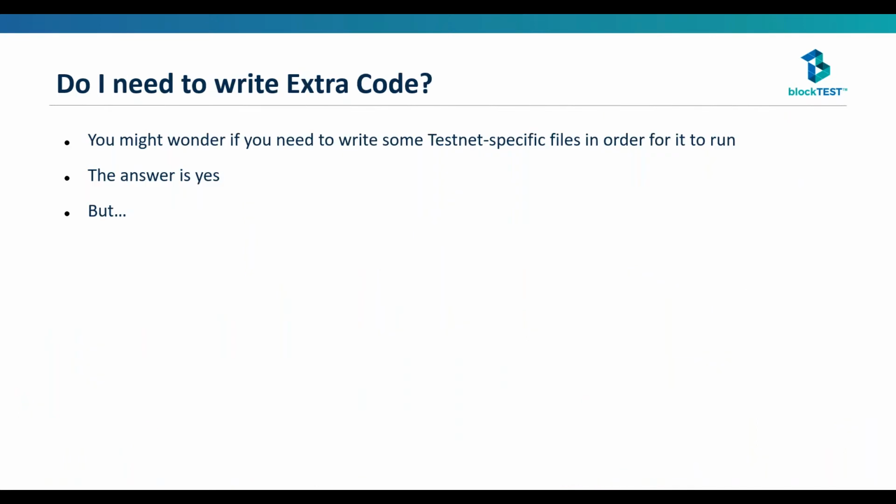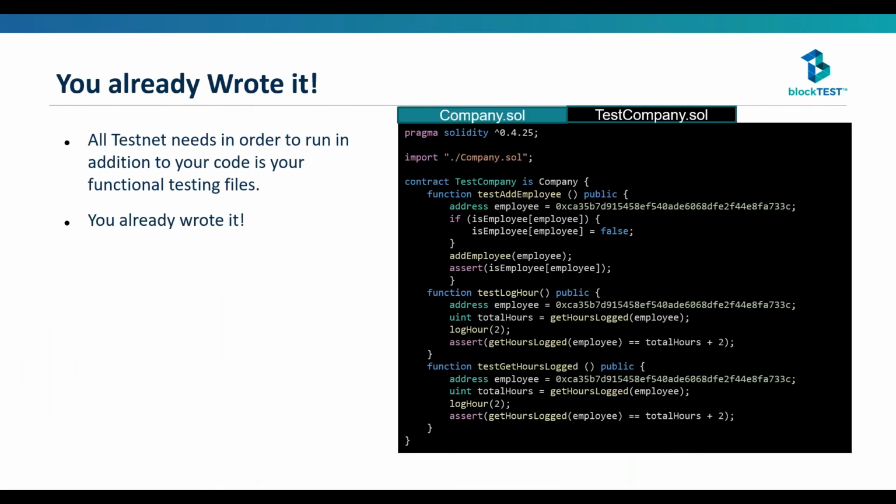So in order to run the testnet, unfortunately, you will need to write extra code, but you already wrote it. In the smart contract development lifecycle, all you would probably need is to write a functional test before you go into actually deploying the contract.